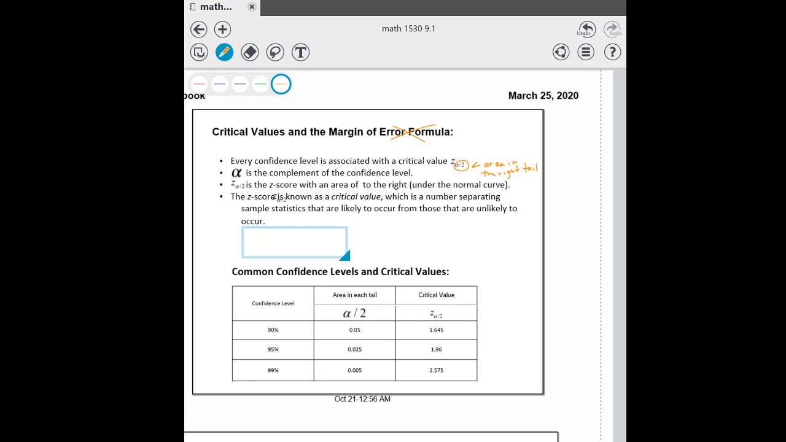Okay, the Z-score, it looks like my notes got a little messed up here. It's called Z alpha over 2. It's called a critical value, which is the number separating the sample statistics that are likely to occur from those that are unlikely to occur. Let me draw a picture, if I can. Imagine our normal curve. Sorry that it's not a great picture. So here's our normal curve. And the reason this is a Z alpha over 2 is because we actually have two tails. Because remember, there's a lower bound and an upper bound. And then your confidence level is in the middle.